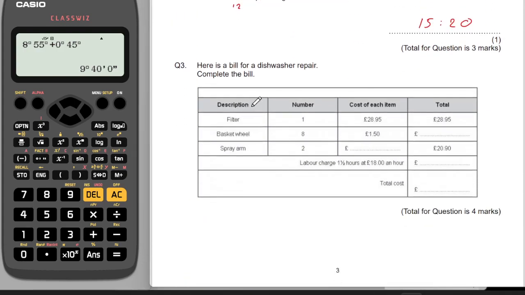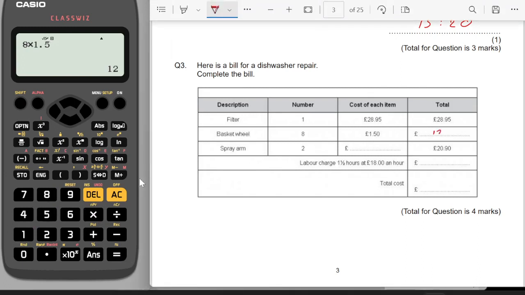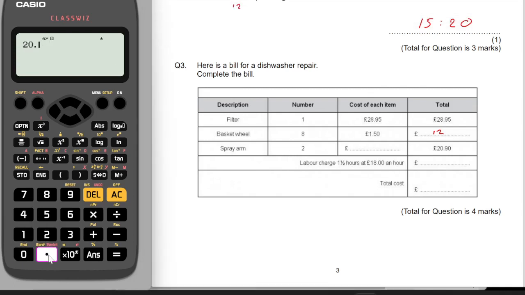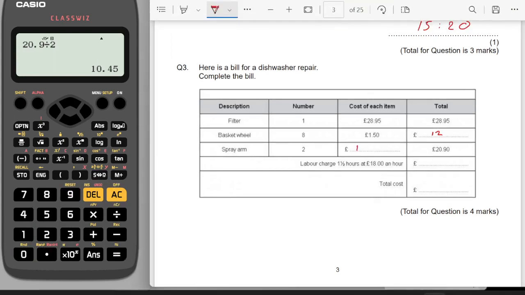Okay, question 3. Here is a bill for dishwasher repairs. Complete the table. So we've got filter, number, cost, total. Basket wheel, 8, £1.50, and we need a total. So that's going to be 8 times by £1.50, or times by 1.5. So that's going to give us 12. So 12 will be our first missing value. We've then got total, and we know that costs for 2, so we'd do 20.9 divided by 2. So that gives us 10.45, £10.45.